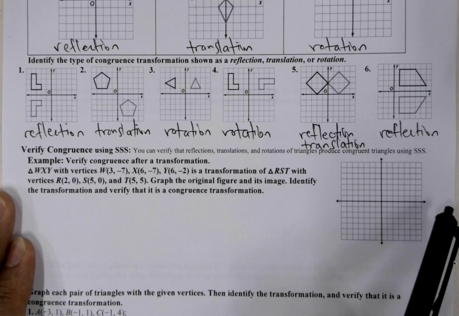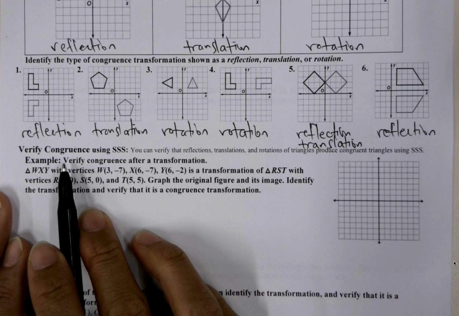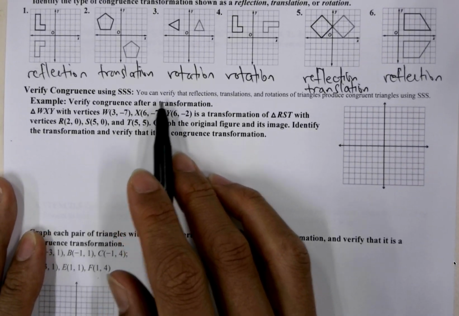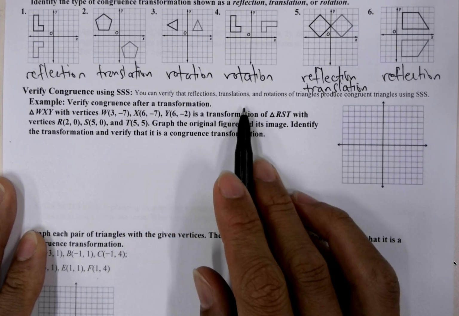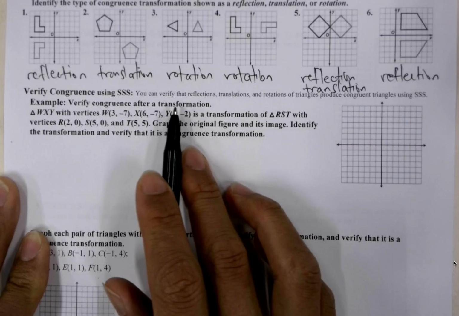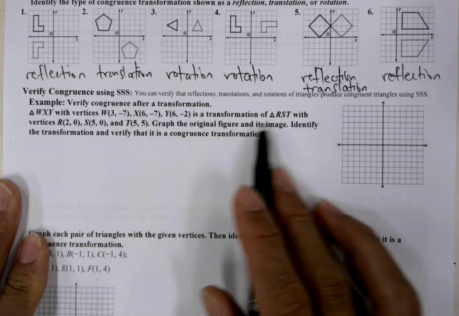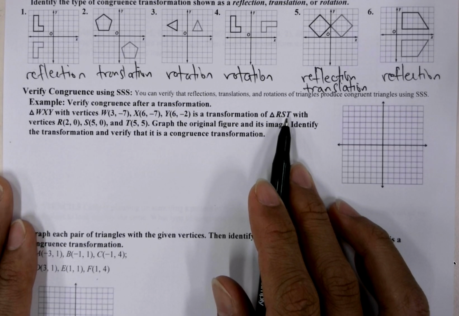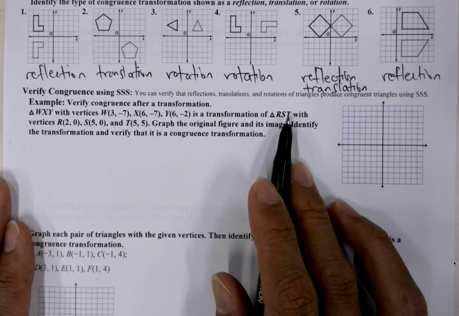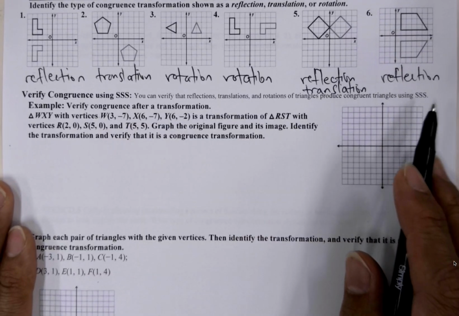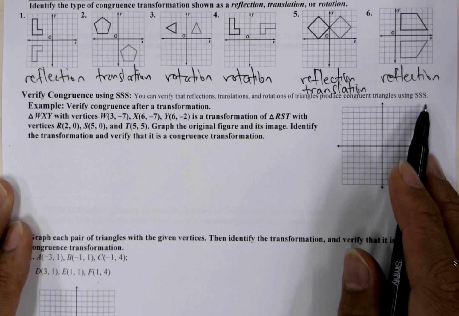So those are those exercises there, and now we're supposed to verify congruence using side, side, side. And we can verify that reflections, translations, and rotations of triangles produce congruent triangles, meaning if we do these transformations on a triangle, then the resulting triangle is congruent with the original triangle, right? And we can verify that using side, side, side. Okay, so how are we going to do that?